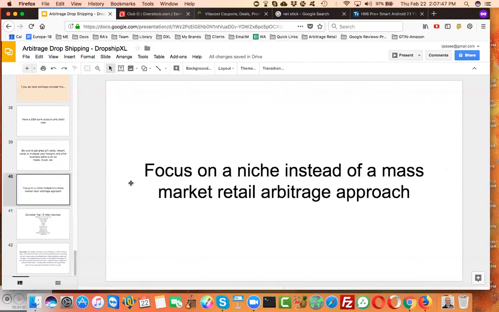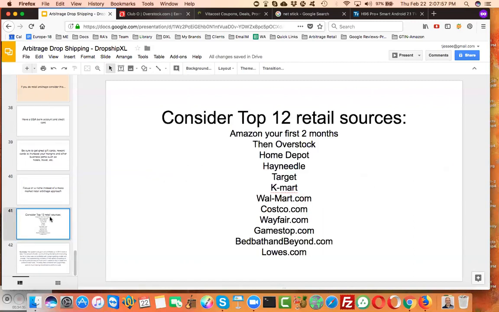So, focus is huge no matter what you do, and there's no exception here, with the model of retail arbitrage or building a dropship business based upon the model I teach you with the 7 phases. So, consider the top 12 retail sources. Like I said, there's thousands of them, but these are some of the top ones that I've used. Not all of these, but most of them I have, along with Niv.